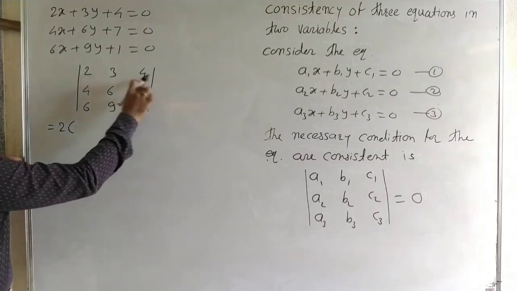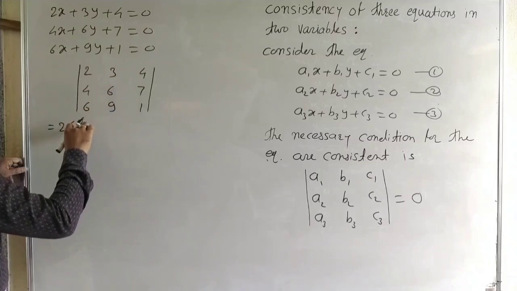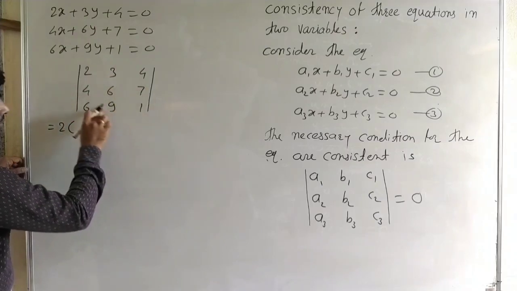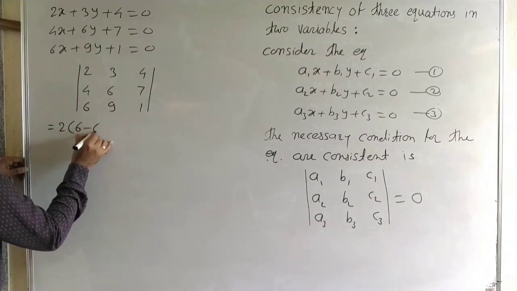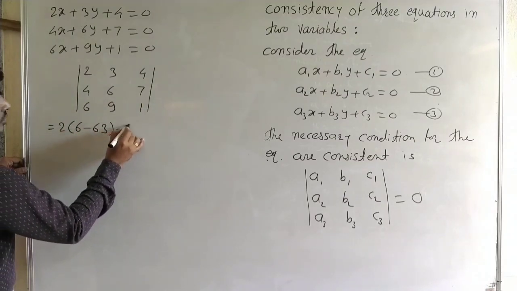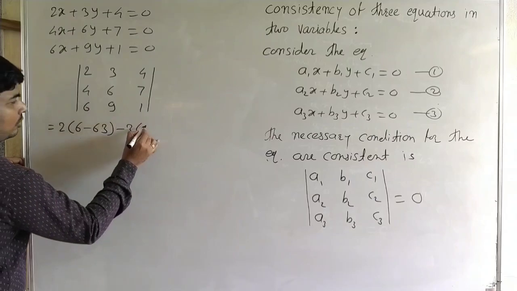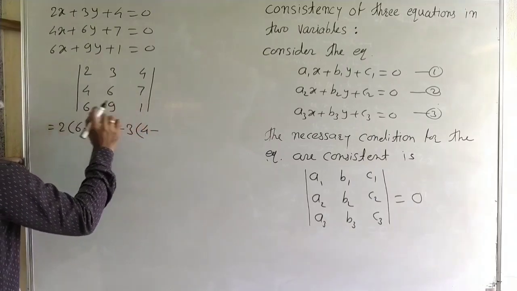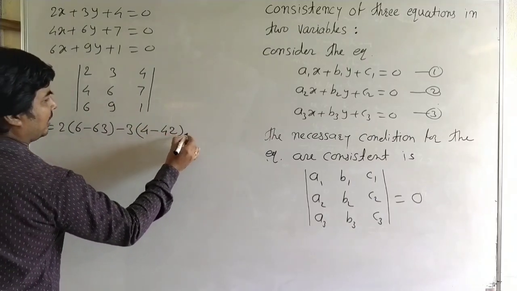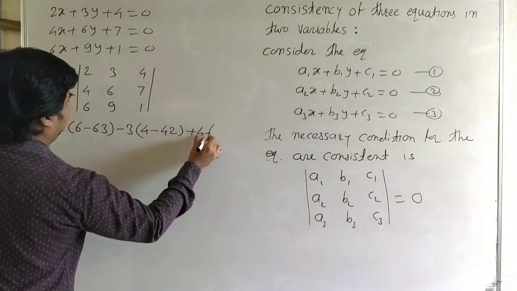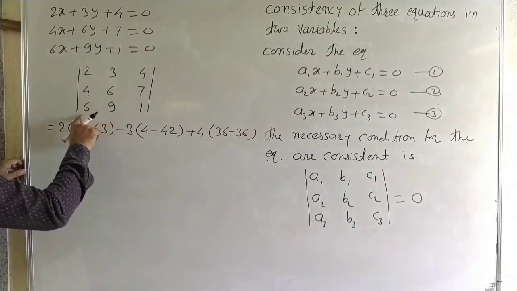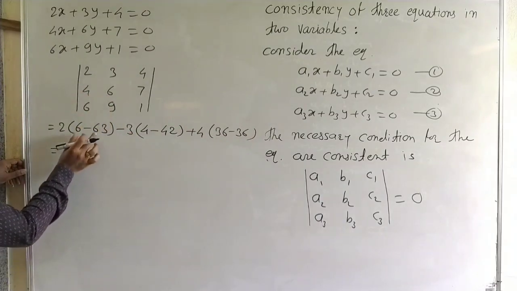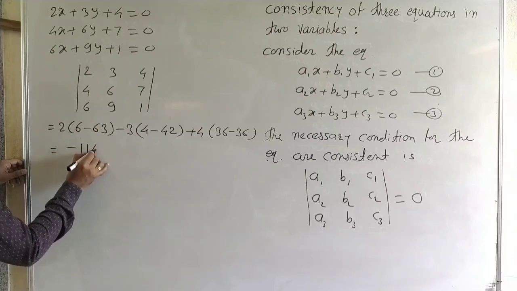It is 2 into, delete the row and column of the element 2 and find the determinant of this term. It is 6 minus 63. Then change the sign of the middle term. Then 4 minus, it is 42. And plus 4 into 36 minus 36. And take the calculation. It is minus 57. Minus 57 into 2, it is minus 114.